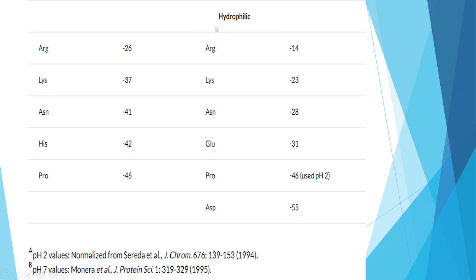देन हाइड्रोफिलिक अमाइनो एसिड्स के लिए सारी वैल्यूज़ नेगेटिव में आप देख सकते हैं. आर्जिनिन है, फिर लाइसिन है, फिर एस्पार्टिक एसिड, हिस्टीडीन एंड प्रोलीन. इनकी नेगेटिव में इनकी वैल्यूज़ बढ़ती जा रही हैं, आर्जिनिन से लेके प्रोलीन और एस्पार्टिक एसिड में. ये pH 2 पे जो वैल्यूज़ हैं उसका रेफरेंस है, और जब pH 7 पे जो वैल्यूज़ हैं उसका भी ये रेफरेंस दिया गया है. And I have taken this from website of Sigma Aldrich.